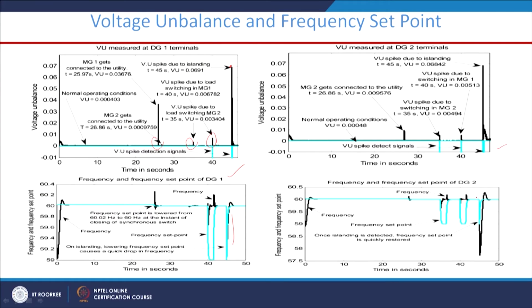And similarly, this is for the DG2 terminal. Here you can see they have set the frequency value from 60 to 59 for 1.5 seconds. Again here also they have done the same thing. At this point you can see the frequency is dropping very quickly to below 59.2 hertz, and at this point the value of this UV spike is quite large, and that is why it indicates there is some islanding situation.